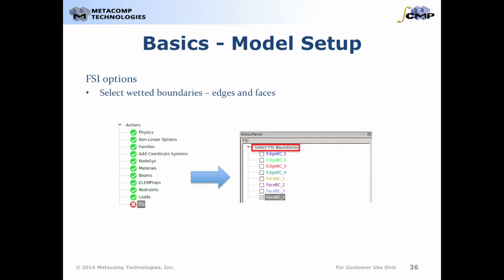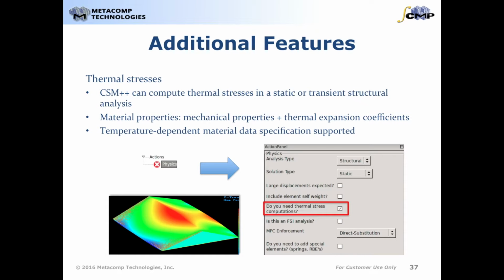FSI options. When running FSI analyses, CSM++ lets the user select the wetted boundaries that are involved in load and displacement transfer in the FSI process. Let us now go over some of the additional features that are in CSM++. Thermal stresses. CSM++ can compute thermal stresses in a static or transient structural analysis. Additionally, material properties can be assigned thermal expansion coefficients along with mechanical properties. Temperature-dependent material data specification is supported, including the specification of thermal expansion coefficients.